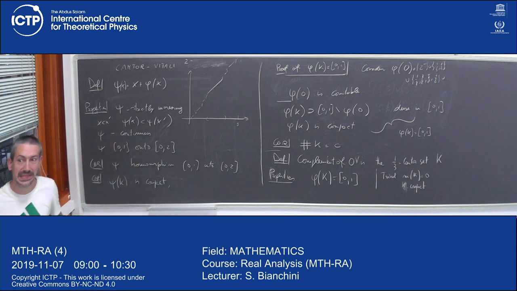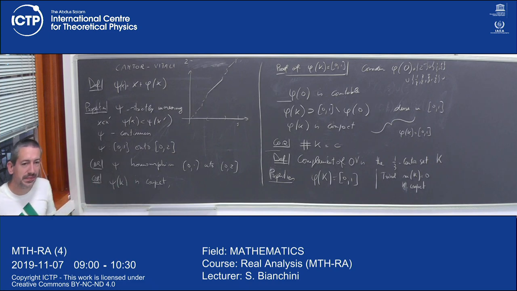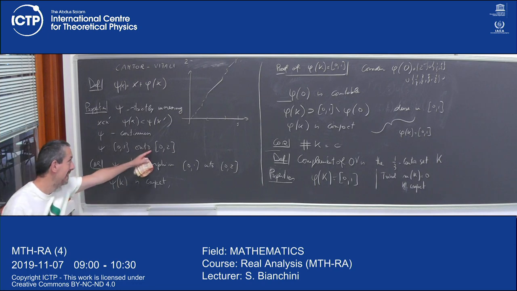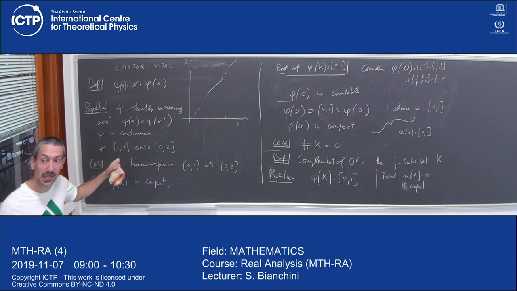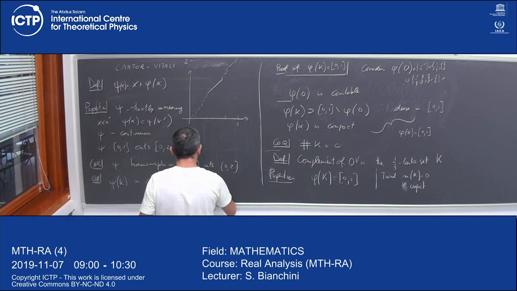What is the measure? It's compact, no problem. K is compact, phi is continuous. What is the measure? Always look at the complement, the image of the complement. This is the image of the whole. The image of the complement would have length 1, and so this has length 1. And the measure of psi of K is equal to 1.